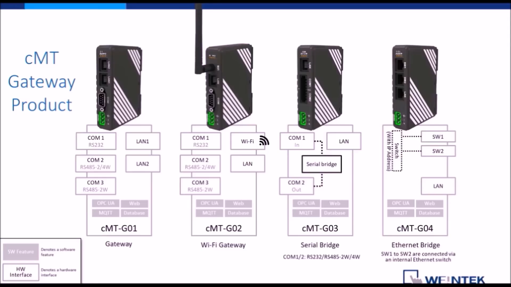GO3 and GO4 are bridge gateways, used to add to your existing HMI and PLC setup. They try not to interfere with the current setup, so you don't have to modify it and the original setup should still work. But GO3 and GO4 will in addition take out the PLC's data and send it up through OPC UA, MQTT, etc.